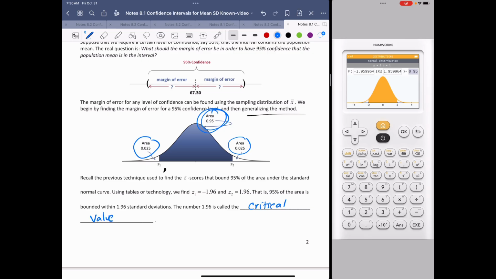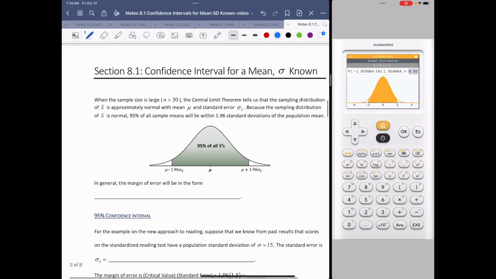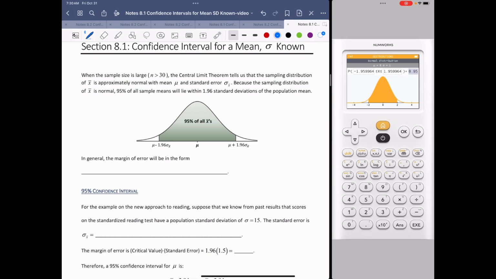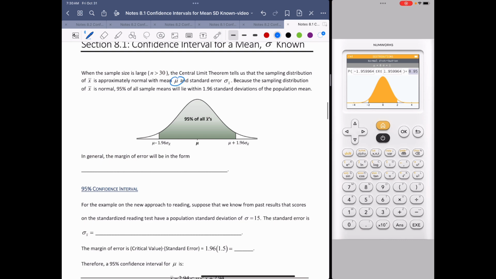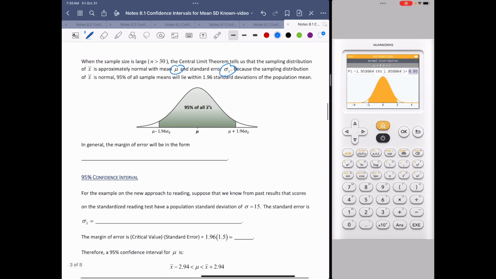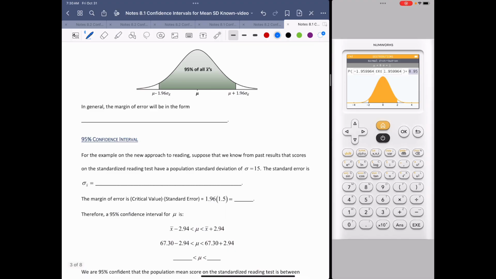And like I said, it's what we already know from chapter 7. Now, when the sample size is large, the CLT tells us that the sampling distribution is approximately normal with mean mu and standard error sigma of x bar. Remember what I made you write in 7.3. Because the sampling distribution of x bar is normal, 95% of the sample means will lie within 1.96 standard deviations of mu. In general, the margin of error is going to be in this form.